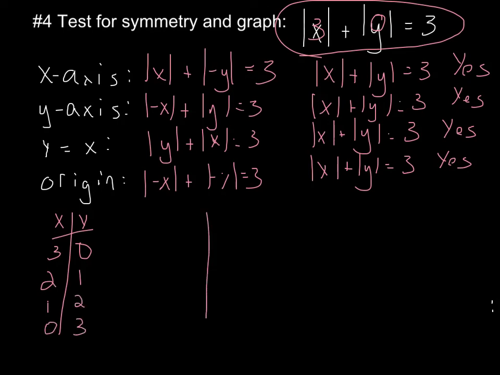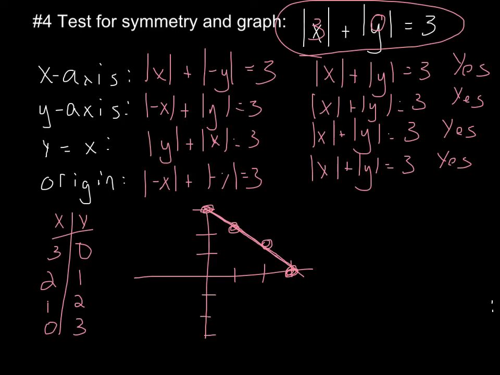Let's sketch that. So, (3, 0), (2, 1), (1, 2), (0, 3). Boom. It's a piece of a line that has a slope of negative 1. Alright, but remember, it has symmetry in all four places. So, we need to switch the y values.